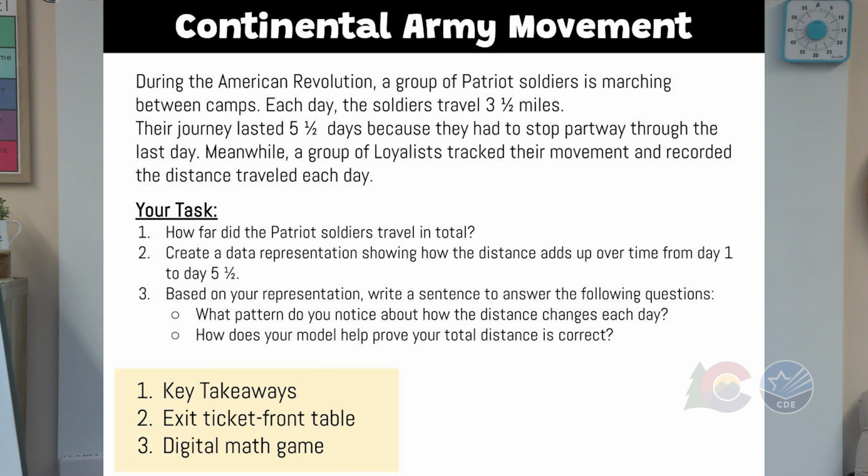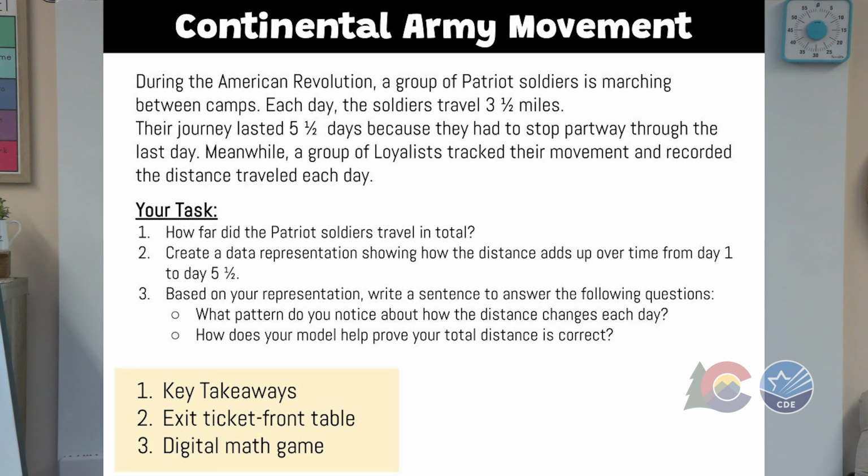A full-screen graphic appears that reads, "Continental Army Movement." During the American Revolution, a group of patriot soldiers is marching between camps. Each day, the soldiers travel 3.5 miles. Their journey lasted 5.5 days because they had to stop partway through the last day. Meanwhile, a group of loyalists tracked their movement and recorded the distance traveled each day.